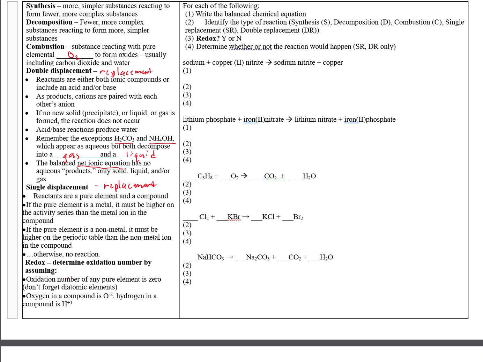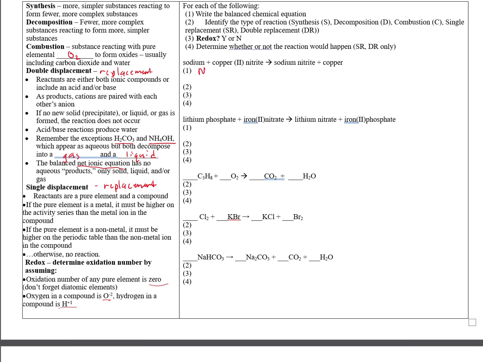And finally, redox. We can determine oxidation number by assuming oxidation number of any pure element is 0, and that when oxygen is in a compound, it's got a -2 charge. When hydrogen is in a compound, it's got a +1 charge. So let's do these practices here. It says, write the balanced chemical equation for number 1.